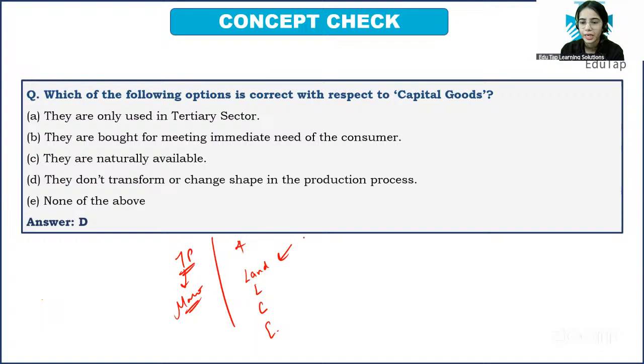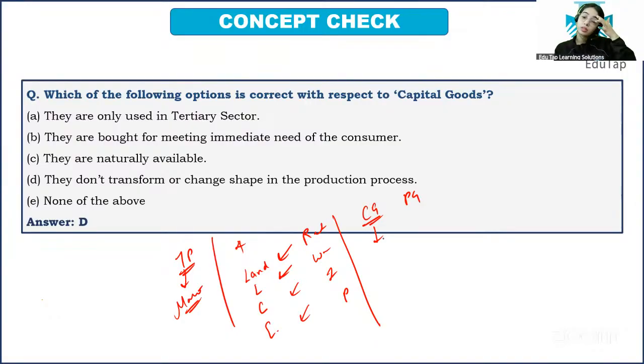For land, you get rent. For labor, wages. For capital, interest. For entrepreneur, profit. After this, we discussed that there are consumer goods and producer goods. Give me a few examples of consumer goods. Only 2, 3 examples. Consumer goods are clothes, bread, butter. Consumer goods are consumed by people, by us.